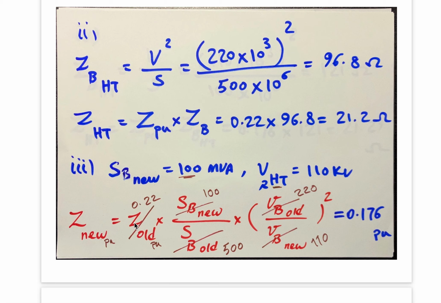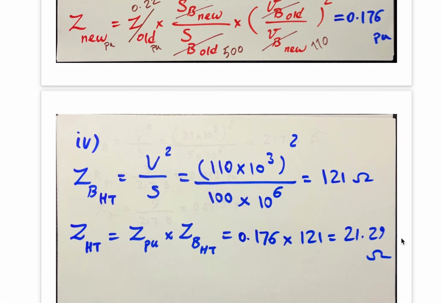So the given impedance is 0.22, because they say 22% of a leakage reactance. The new base power is 100, and the given base power is actually the rating capacity of the transformer, and that is 500 MVA. The base voltage in the old system, which is actually the base given voltage, is 220 kilovolt. And the new base voltage is 110. This is given here, 110 kilovolt square. So if you work out this one, you get 0.176 per unit.